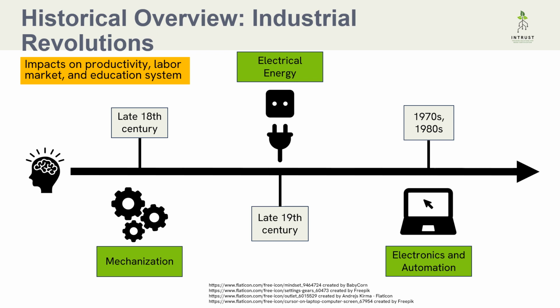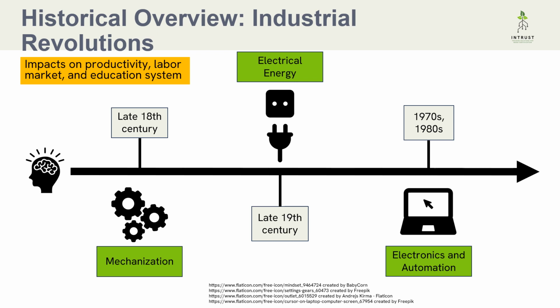Let's take a first look at the historical overview. As a civilization, we have had different industrial revolutions that have changed the way our world works. Changes, for example, in economical output through better productivity, also changes in the labor market to accommodate for new job requirements, which in turn leads to changes in the education system, to properly training the workers of the future to meet the demand of industry.